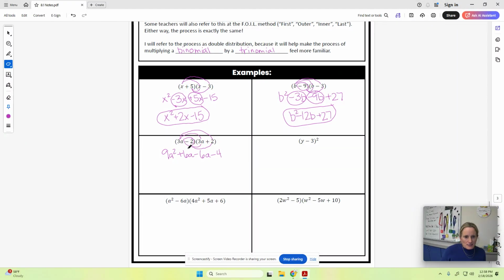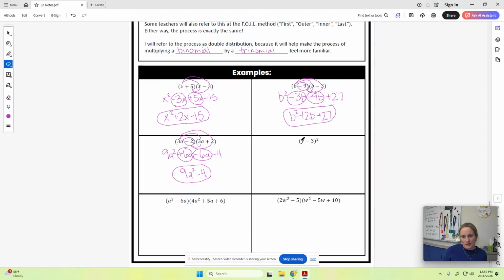On problems like this, where the two binomials look almost the same, except they have a different sign here, you're going to find that these two middle terms, this +6a and -6a, end up canceling each other out. We add those together, we get 0, and all I'm left with is 9a squared minus 4. So this only has a binomial as the final answer. There's only two terms to it, whereas these had 3, or a trinomial. And so sometimes we're going to find that that happens when the middle terms cancel each other out.